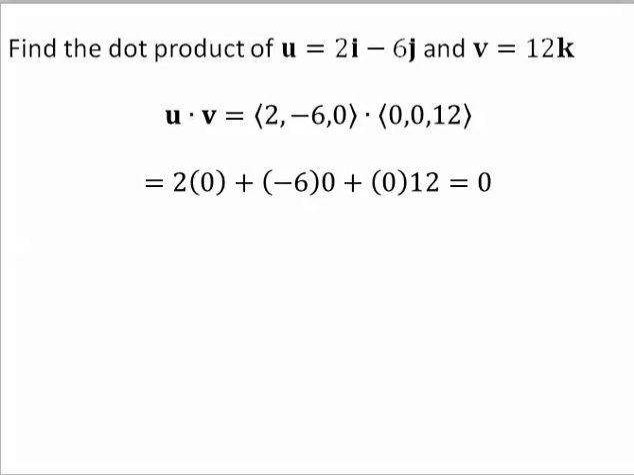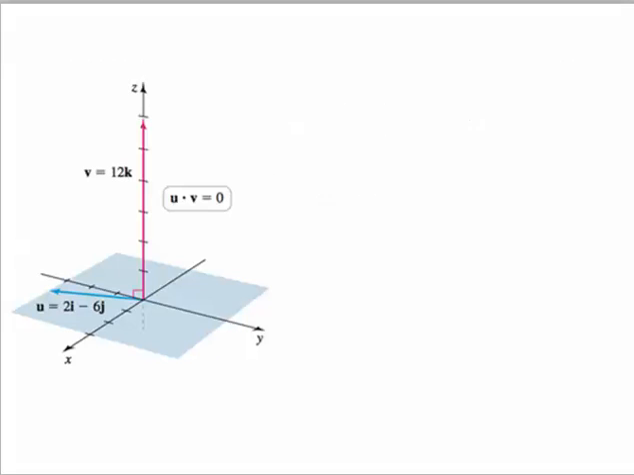Now that implies that the two vectors are orthogonal. And in fact, if we look at a picture of the two vectors, we can see that they are perpendicular to each other.